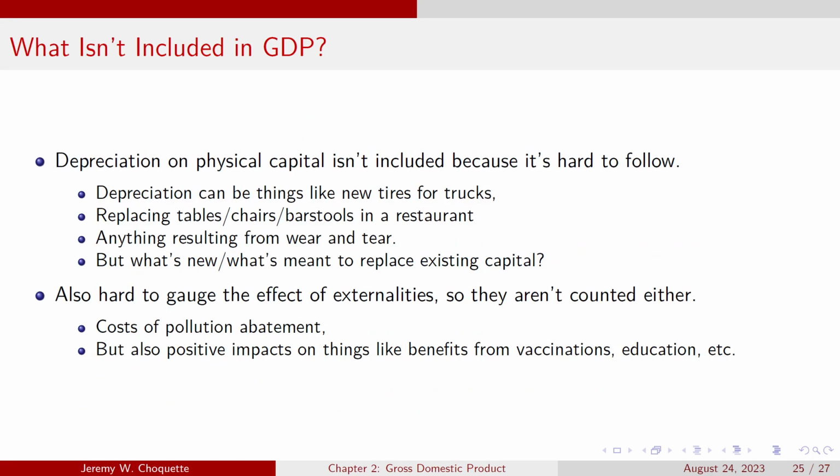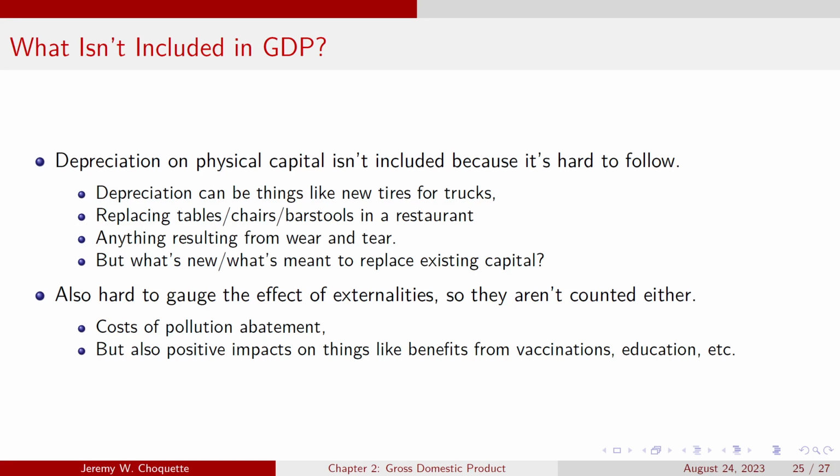What else is not included? Well, depreciation on physical capital isn't included because it's hard to follow. This can be things like having to get new tires for your trucks. If you own a trucking company, tires are going to wear down and you have to replace them. If you own a restaurant, you have to replace the tables, chairs, bar stools, things like that. Really anything resulting from wear and tear. But one of the issues is, how do you know this is something new and not something meant to replace the existing capital? A restaurant could say, hey, we want all new tables and chairs, not because they're falling apart, but because we just want nicer looking ones. Well, that's buying new capital. Or it could be we have to buy new tables and chairs because the old ones are falling apart. See the issue here? It's a little difficult.